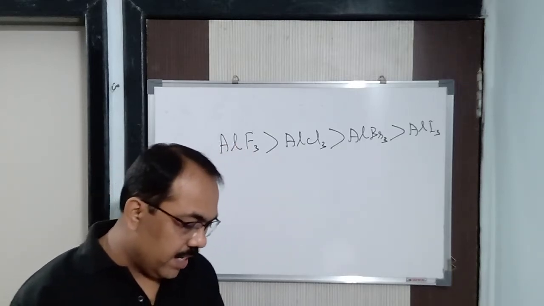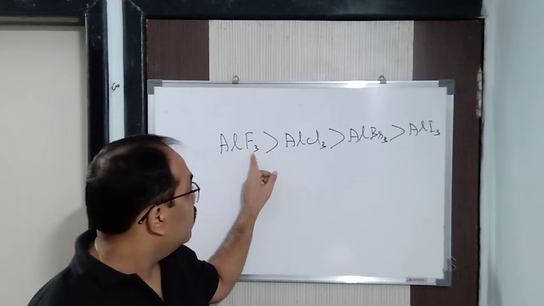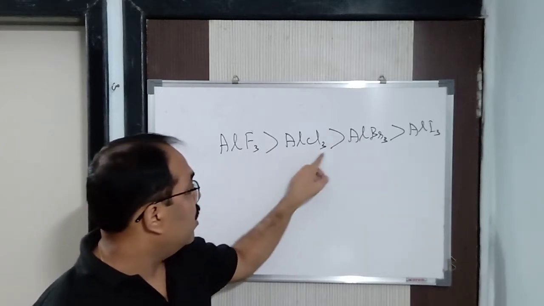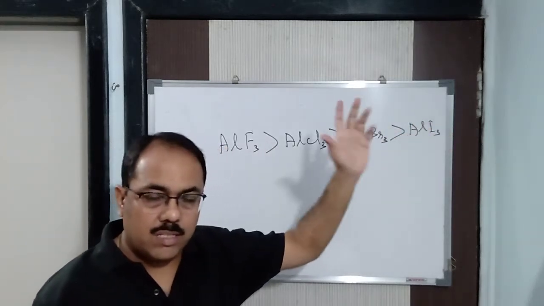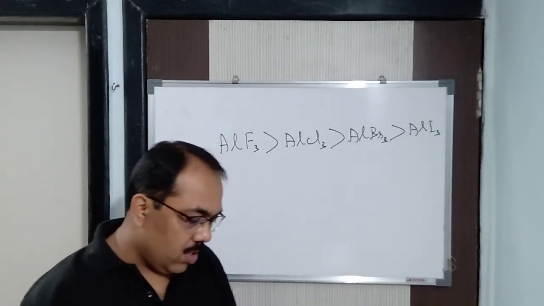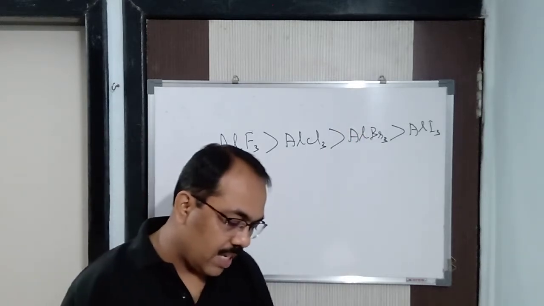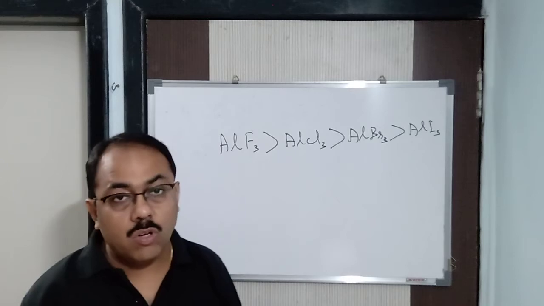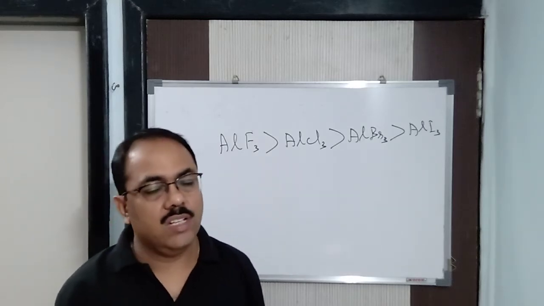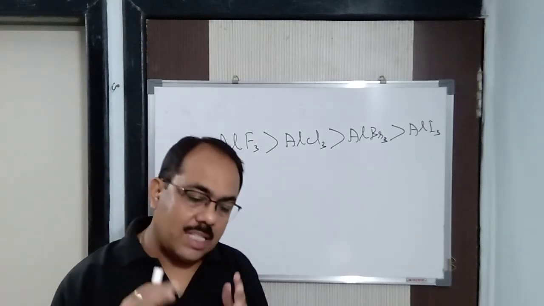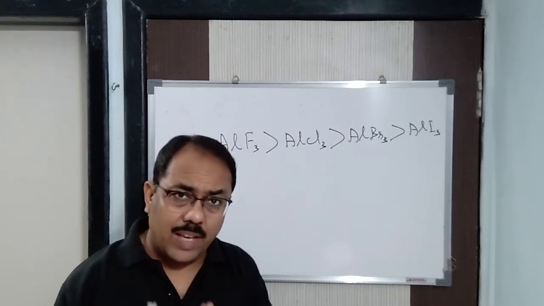It gets more and more easily polarized. The size of the anion is increasing. See, F, Cl, Br, the size is increasing, isn't it? The size of the anion becomes more and more. So it gets more easily polarized, and hence the covalent character of the molecule also increases. Same thing according to the Fajans rule.